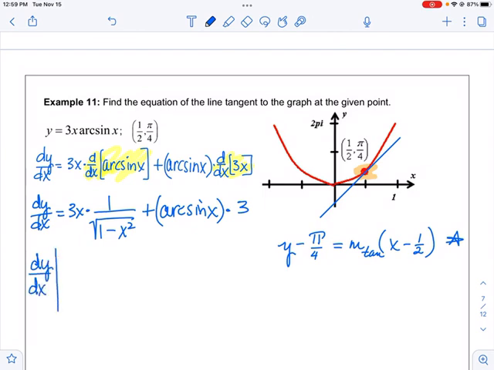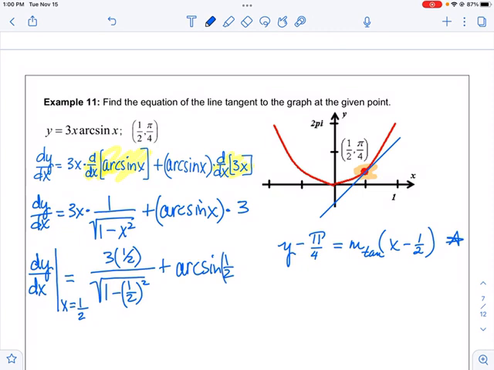Now I want to evaluate dy dx. Since there are only x's, we only have to worry about x's in our evaluation. So at x equal to 1/2, that's going to be equal to 3 times 1/2, over the square root of 1 minus 1/2 squared, plus arc sine of 1/2. And you all know that one: the angle whose sine is 1/2. And that's times 3.